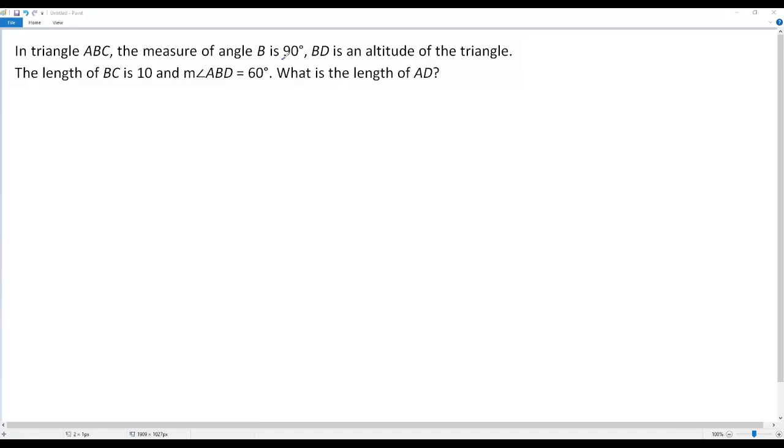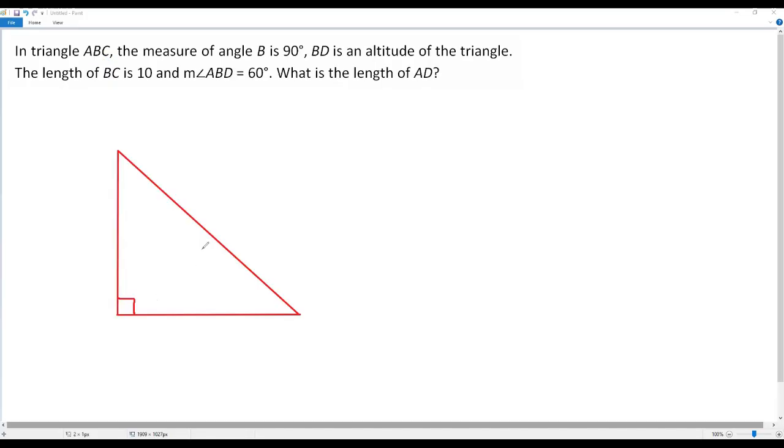Since the measure of angle B is 90 degrees, the triangle ABC is a right triangle. Okay, first let me draw a right triangle. Here we have a right triangle. Since angle B is 90 degrees, we can take the point B over here where we have the right angle, and we can take the point A over here and C over here. And the question says the length of BC is 10. So the length of this side of the triangle is 10.